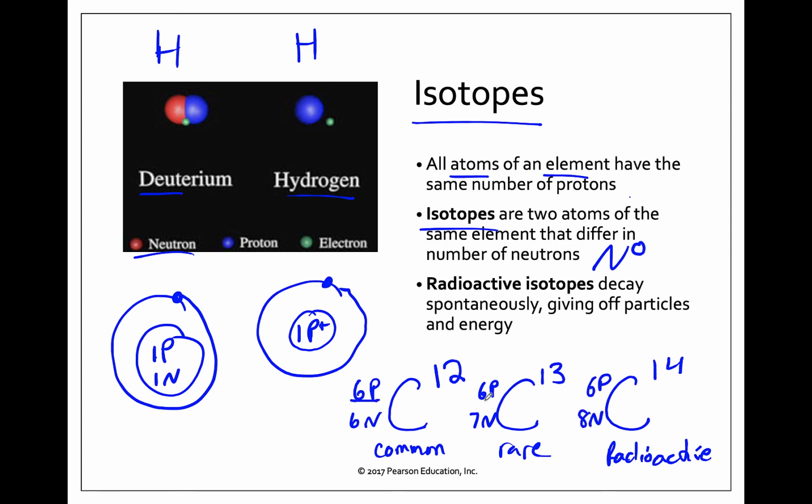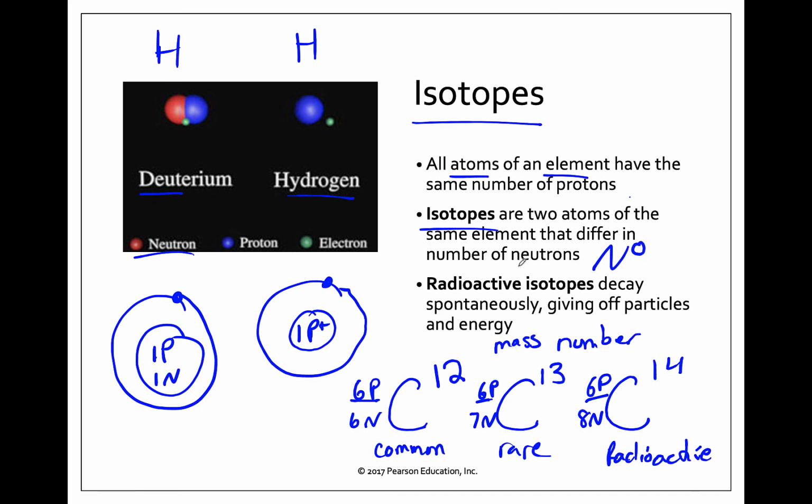Notice that they all have the same number of protons. If it didn't have 6, it wouldn't be carbon. The only thing I'm changing here is the number of neutrons, and that's changing the overall mass. So this right here is talking about the mass number, because this is protons plus neutrons.